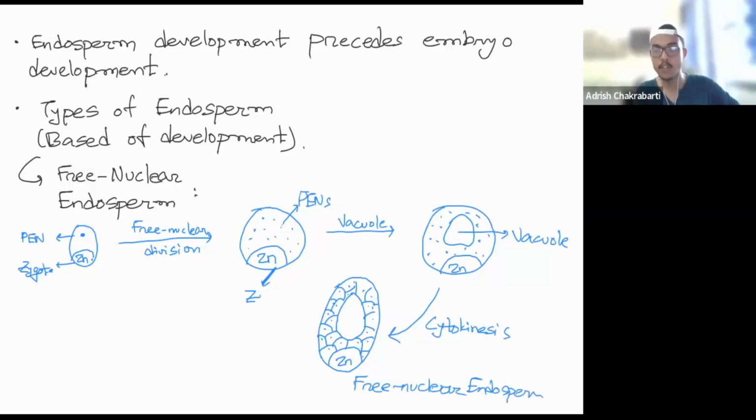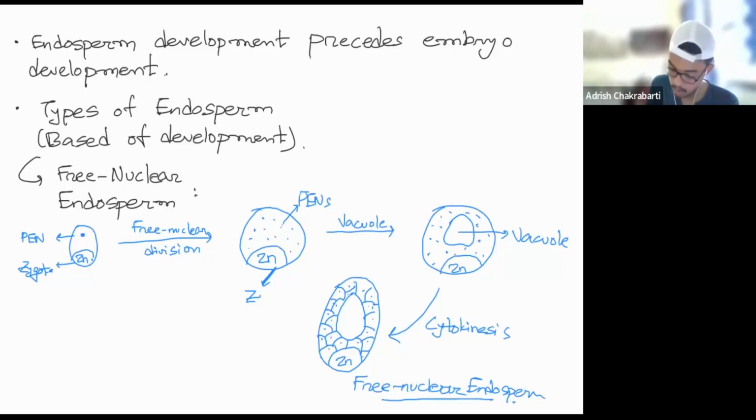So I just understood the process. You have the initial embryo sac, you have the zygote, you have the PEN, primary endosperm nucleus. First we are observing free nuclear division of the primary endosperm nucleus, then followed by vacuolation, then followed by cytokinesis, leading to the complete development of the free nuclear endosperm.